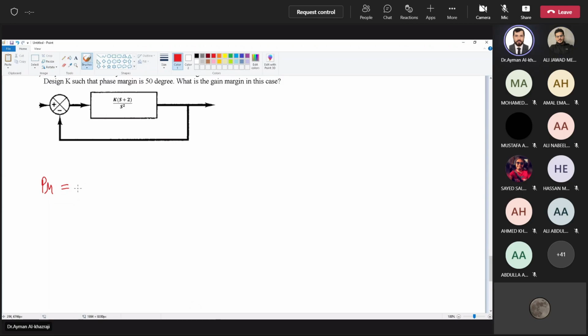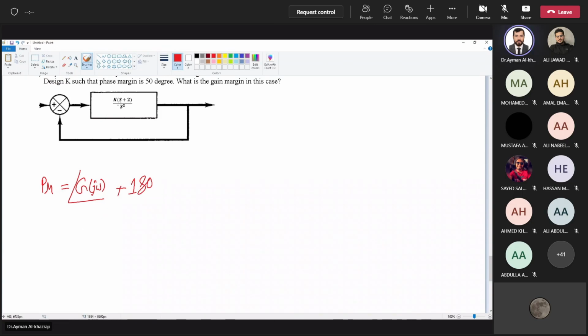Phase margin is 180 plus the angle of G(j omega). It is the negative angle that we can add to the system. What is the equation of phase margin? It is, Doctor, 180 plus. 180 plus this one. Okay, fine. It's 180 plus.